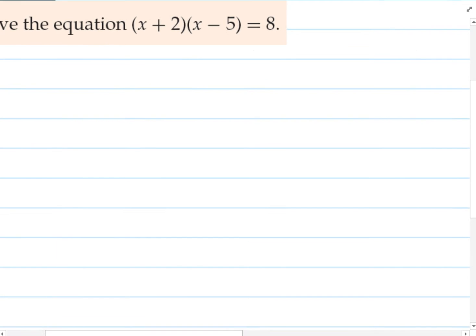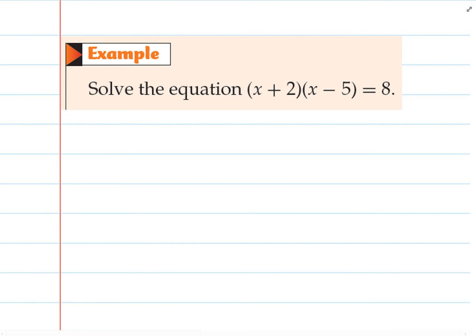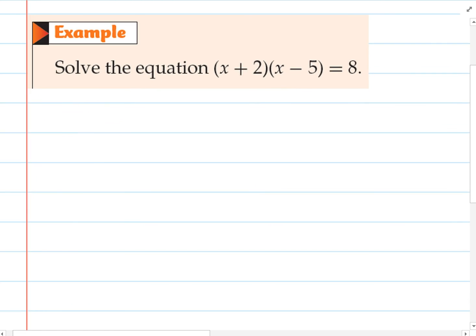So solving quadratics. In this case, we've got it not equal to 0, we've got it equal to something else. And that's why it's a slightly different problem. So let's start by copying out the question, as we should now be well accustomed to.